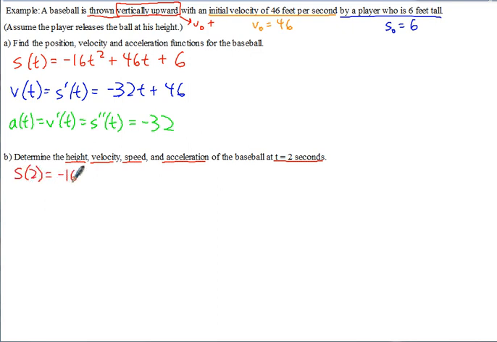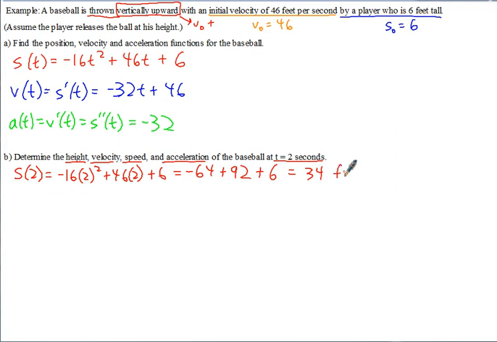That'll be negative 16 times 2 squared plus 46 times 2 plus 6. Well, 2 squared is 4, times negative 16 is negative 64. 46 times 2 gives you 92, plus 6. So 92 plus 6 is 98, minus 64 gives you 34. And the units for position are feet.